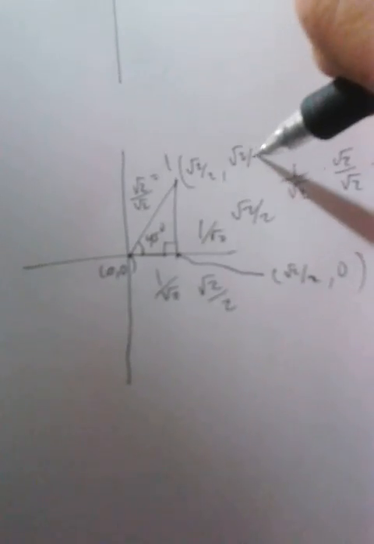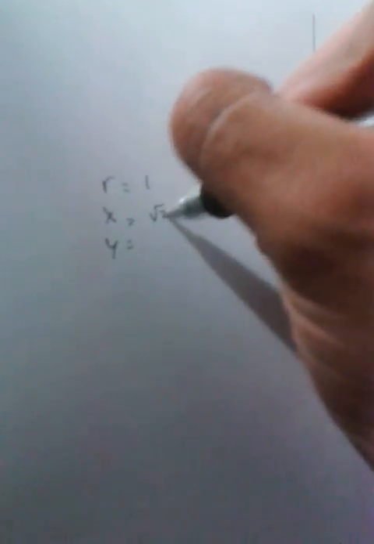Our point right here is going to be radical 2/2, 0, since there's no change in y value. And right here, we're going to be radical 2/2, radical 2/2. Simple as that. As before, we're going to find the radius, x value, and y value. Radius, as we said, this is a unit circle, so it's going to be 1. X value is going to be radical 2/2, because we changed from 1 over radical 2. Our y value is pretty much the same thing.